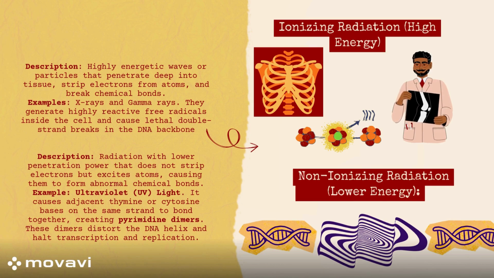Non-ionizing radiation, on the other hand, has lower penetration power and doesn't strip electrons but excites atoms. This causes them to form abnormal chemical bonds. An example of this is ultraviolet light, that is UV. It causes adjacent thymine or cytosine bases on the same strand to bond together, and this creates pyrimidine dimers. These dimers distort the DNA helix and halt transcription and replication.